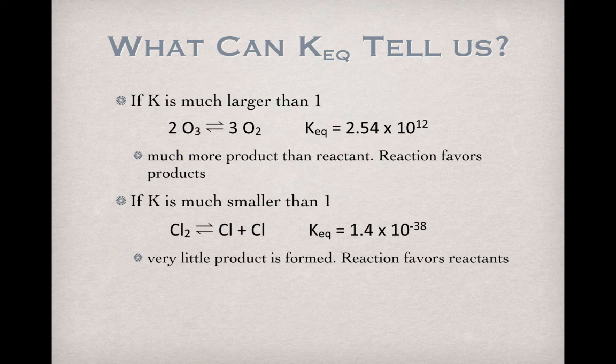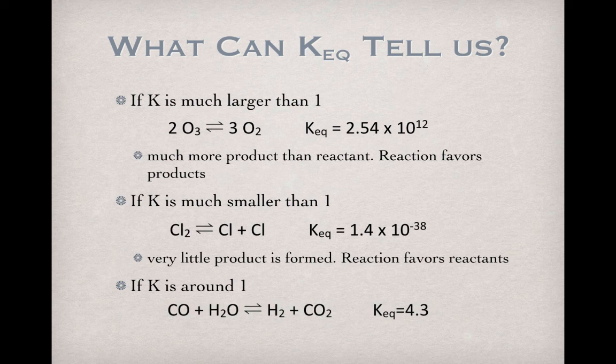If K is in the vicinity of 1, then what you're going to have left is a mixture of reactants and products present, and neither products nor reactants are favored in this case. Again, at equilibrium, you're going to have a mixture of both reactants and products, and you're going to have substantial amounts of both of those.